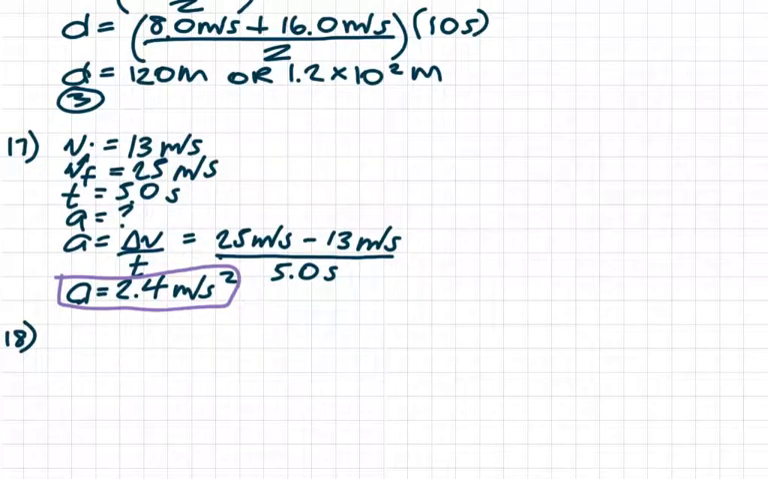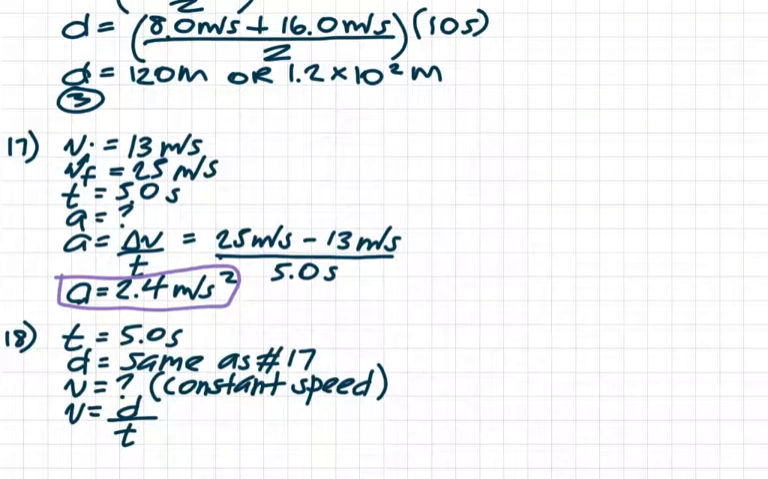So there's 17. We have a V initial of 13 meters per second, a V final at 25 meters per second in 5 seconds, and it wants the acceleration, delta V over T, V final minus V initial over the time, 2.4 meters per second squared, number 18.